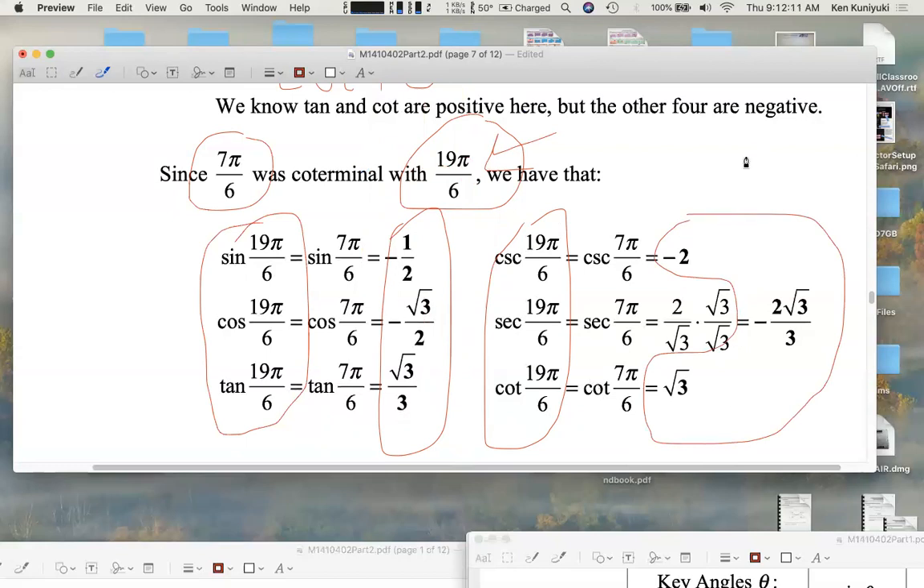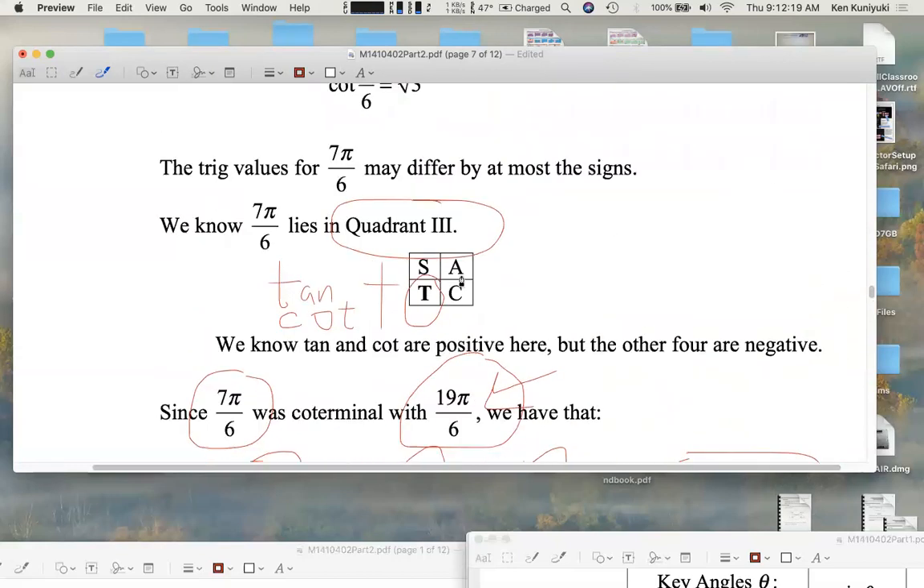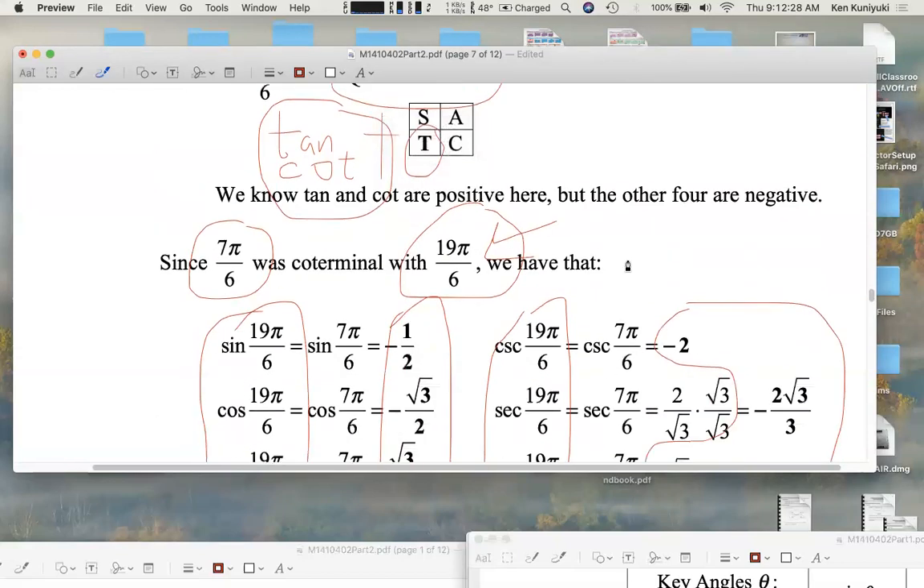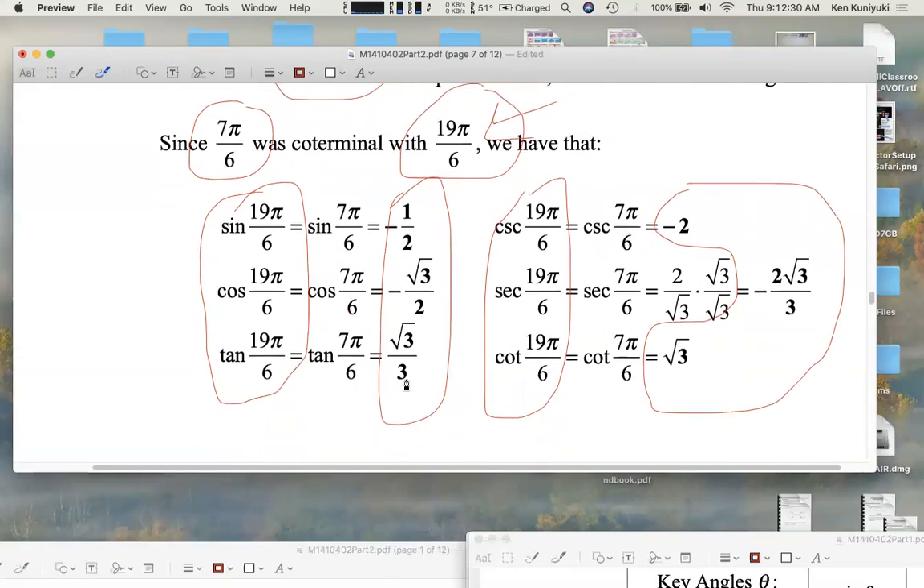Again, these trig values are the exact same ones as for pi over 6 in absolute value, but we have to care about which ones are positive and which ones are negative. Again, in quadrant 3, all students take calculus. In quadrant 3, t, which stay positive? Tangent and cotangent. So the root 3 over 3 stays positive for tangent. For cotangent, the root 3 stays positive for this angle. But the other 4 trig values go negative.